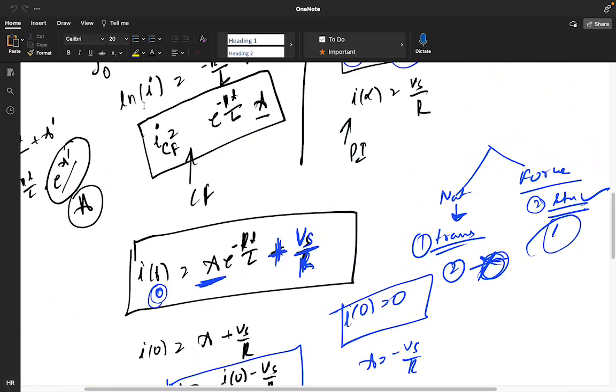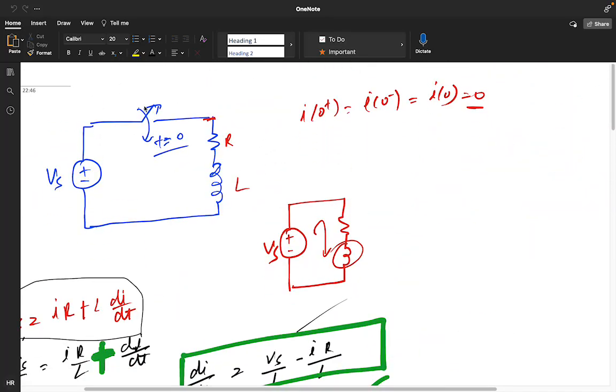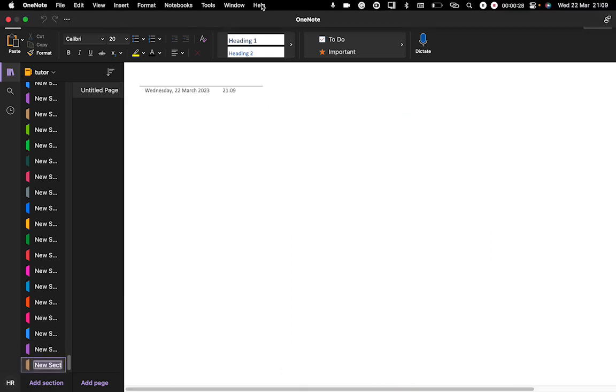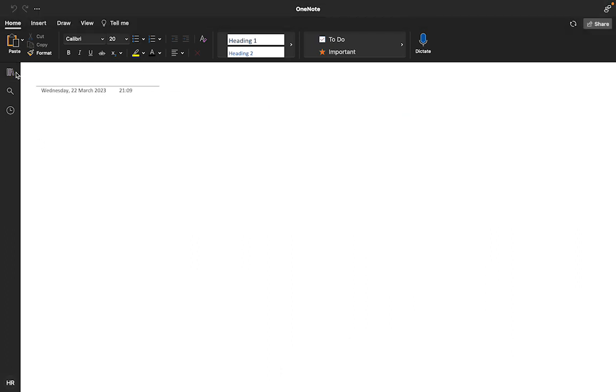So this part, we did it for the RL network, the transient. The same thing is applicable for the RC network. So guys, how will you solve the RC network?